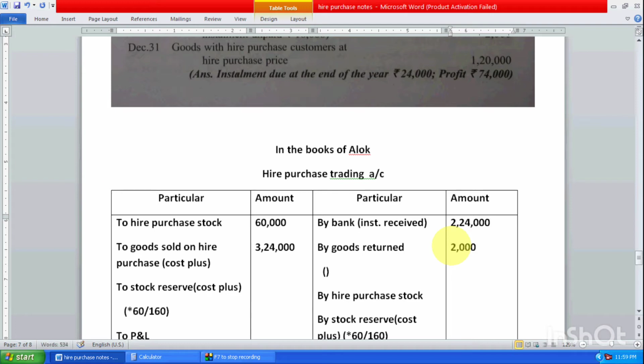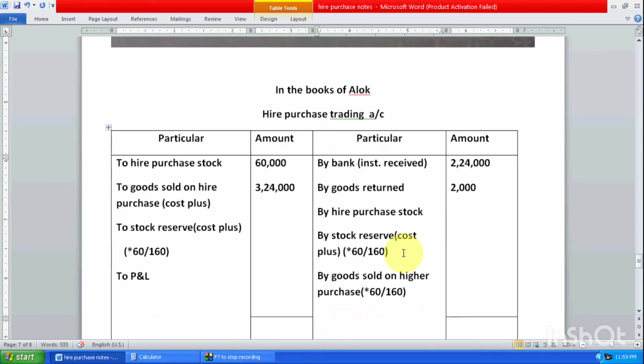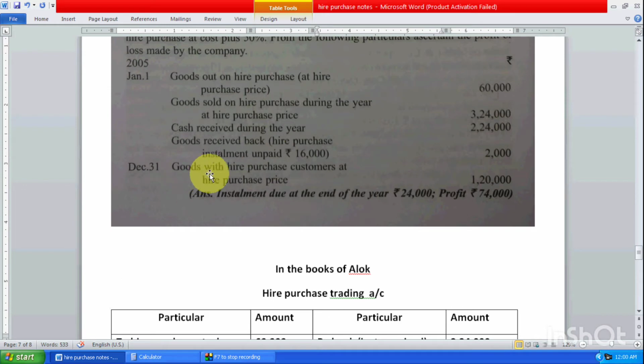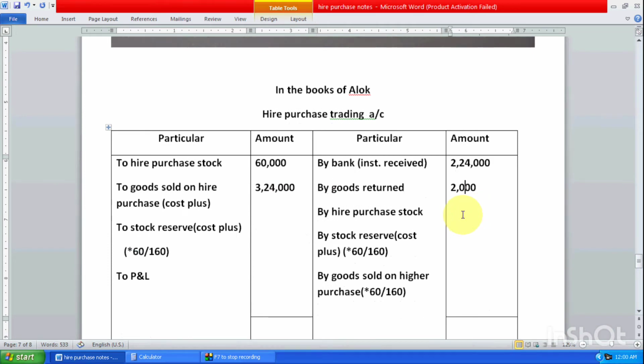Now go for hire purchase stock, that is the closing stock. The closing stock, you can see here, goods at the end with the customer is 1,20,000. So write by hire purchase stock 1,20,000.